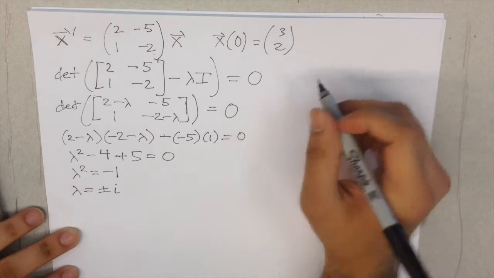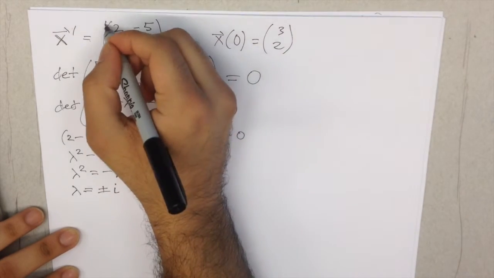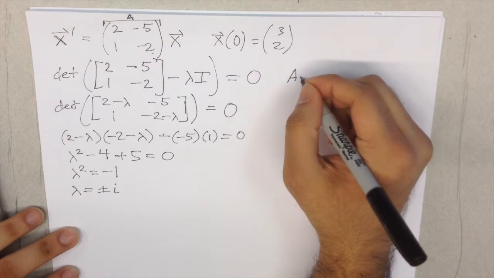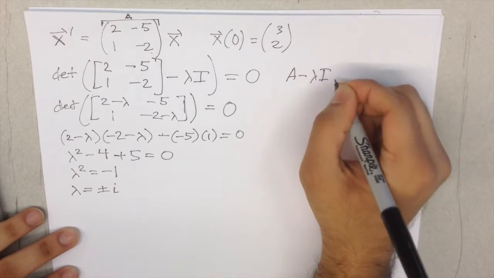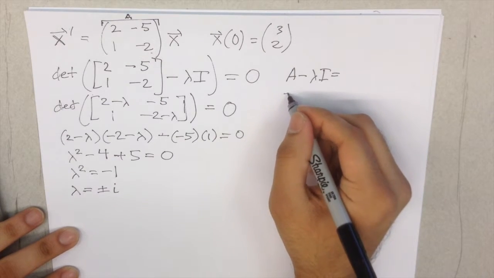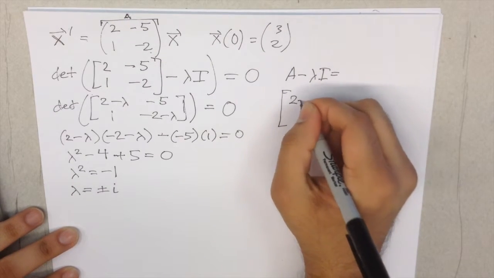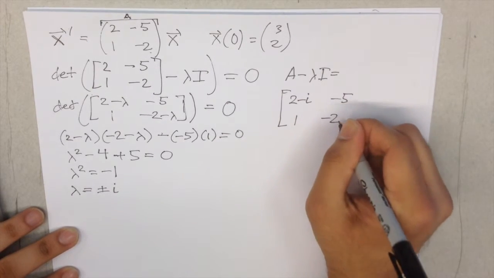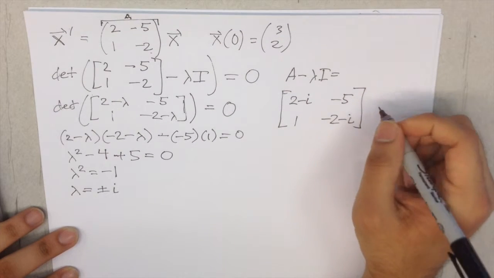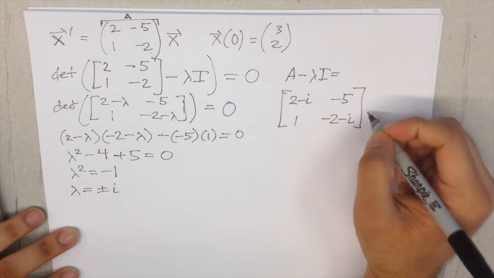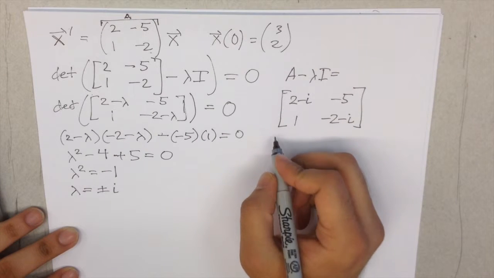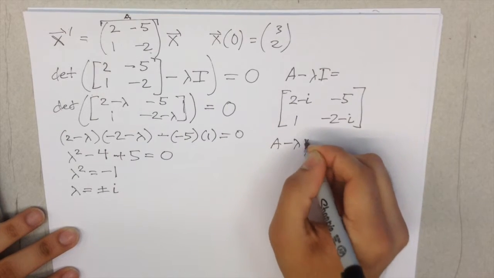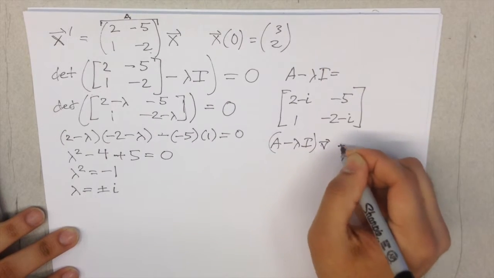So this is our A. If we do A minus lambda I, we'll get 2 minus i, 1, -5, -2 minus i. Now what we're trying to do is figure out what the appropriate eigenvector for this would be. So we want A minus lambda I times the eigenvector to equal 0.